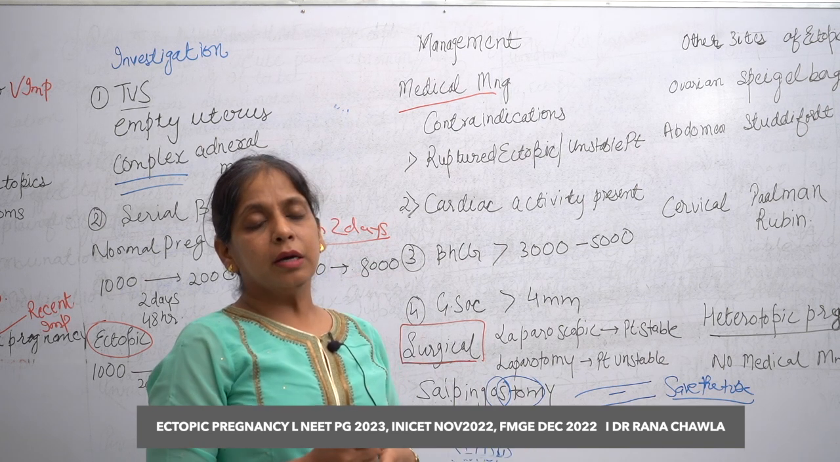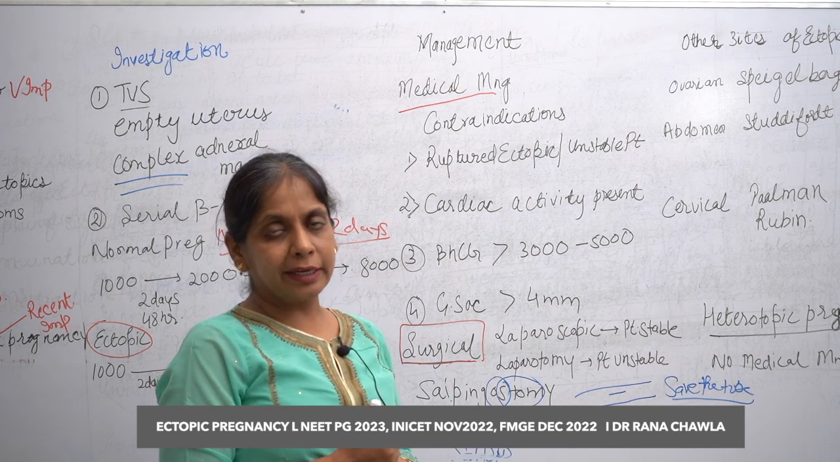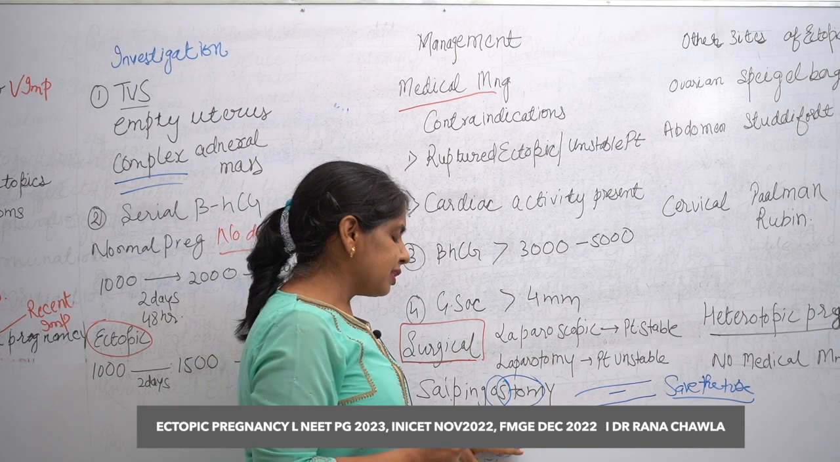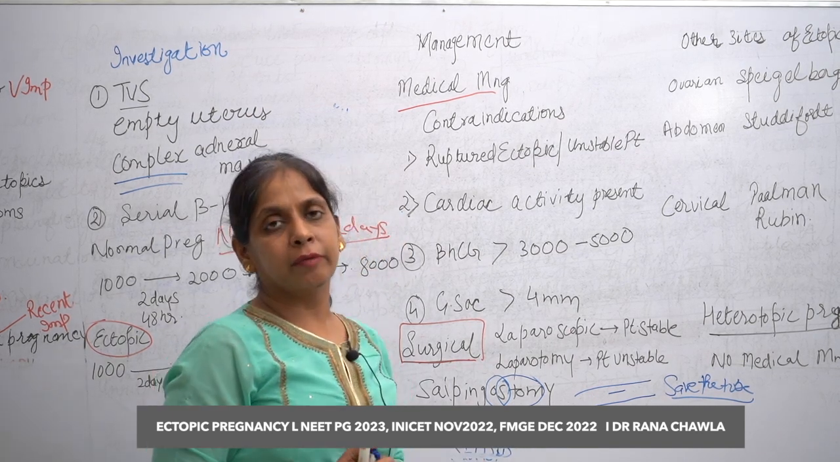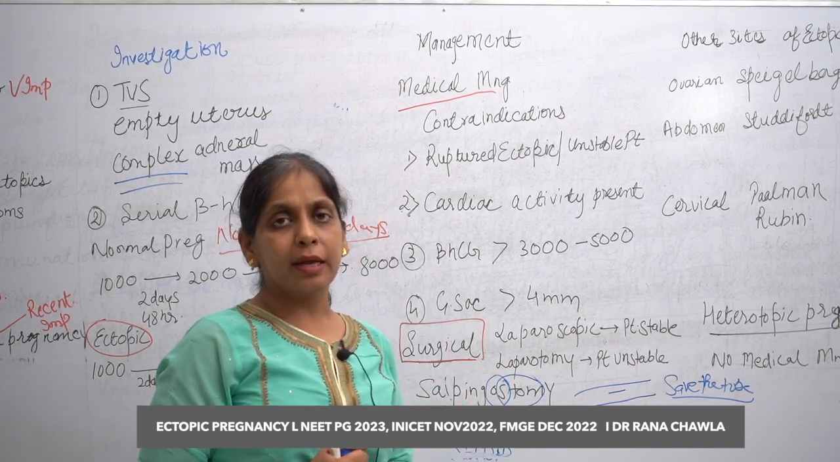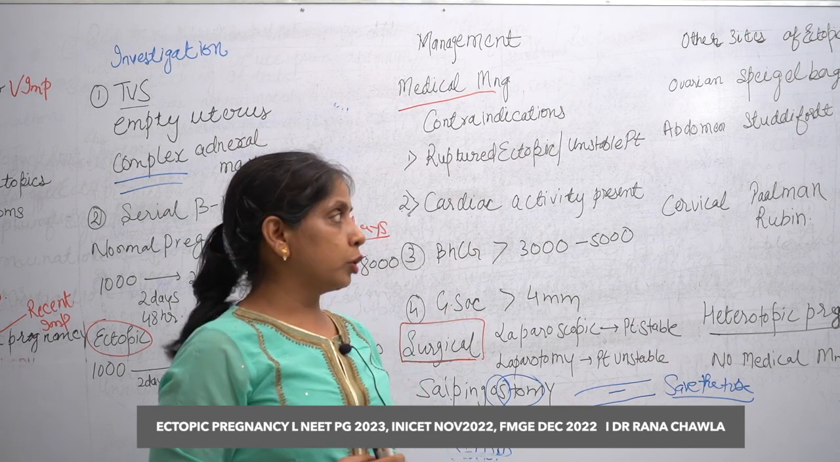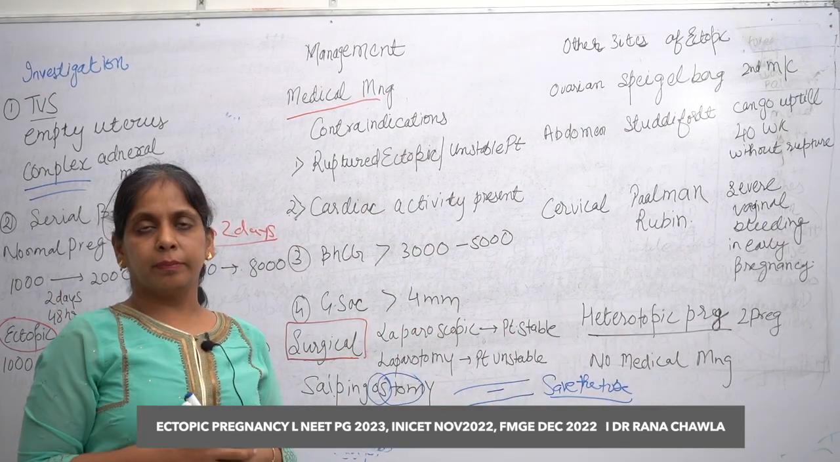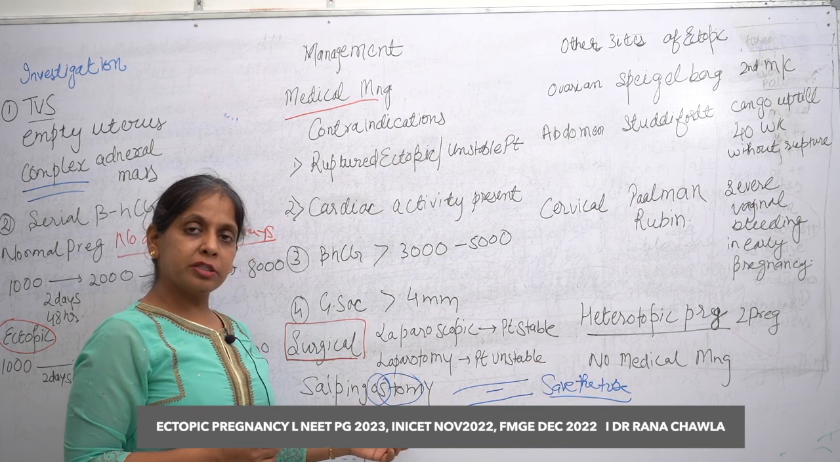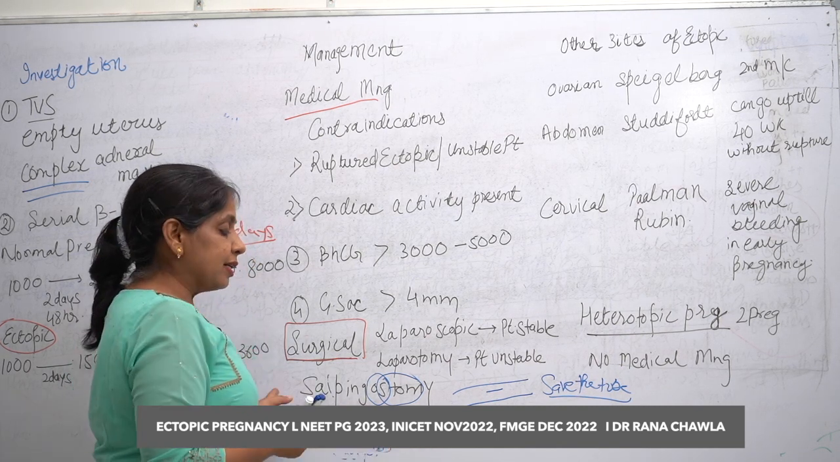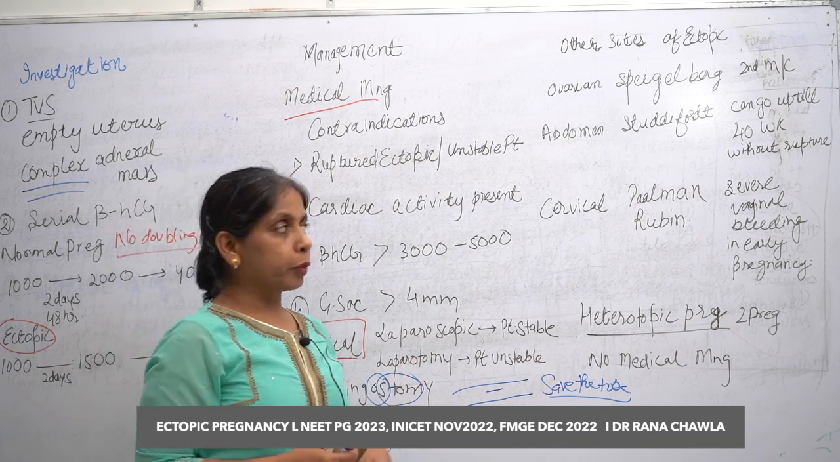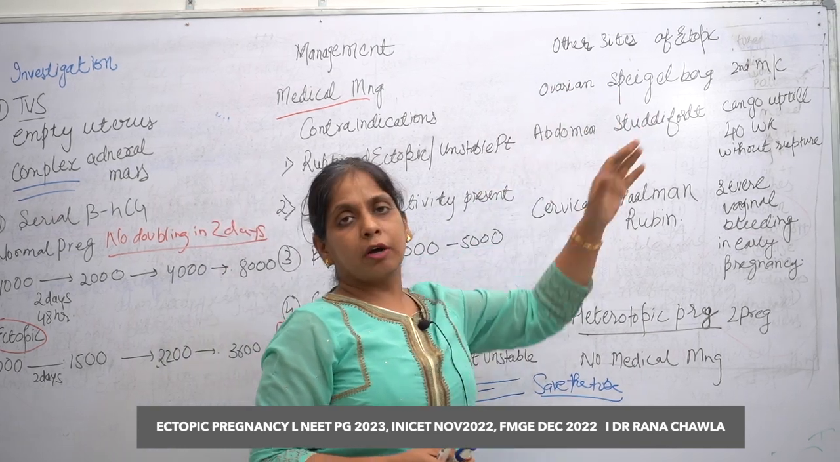And if it's a removal of the tube, clear the blood as well. So this salpingectomy is done in the case of a ruptured ectopic, or if the patient doesn't want to save the tube because her family is complete. So the surgery the consultant will do is salpingectomy. Okay?